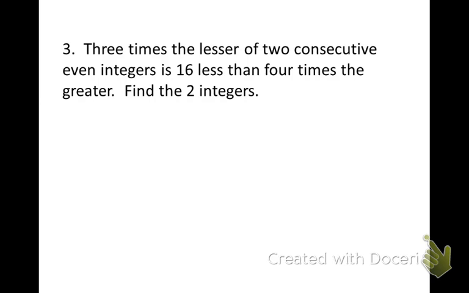Alright, everybody's favorite word problem. 3 times the lesser of 2 consecutive even integers is 16 less than 4 times the greater. Find the 2 integers. So we're looking for 2 integers, and we know that they're even integers.